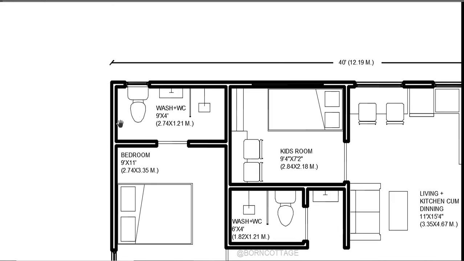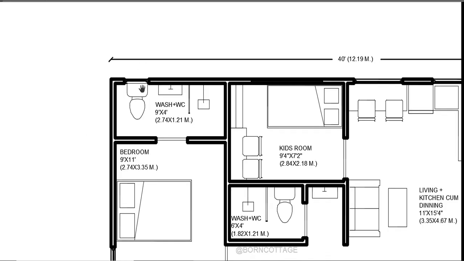The size of this washroom is 9 feet into 4 feet, in meters 2.74 into 1.21 meters. You can see here the wash basin, water closet and the shower area, and we have a ventilator for ventilation of this washroom. So this is the floor plan of the house you are watching on the screen.